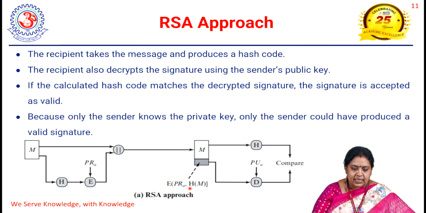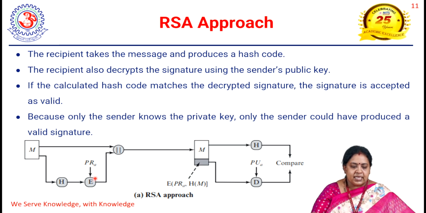So what is a signature? A signature is an encrypted hash code. It is encrypted by using the private key of the sender. So what does the receiver do? The receiver is going to decrypt this encrypted part. Okay, so it is going to decrypt by using the public key of A, the public key of the sender.